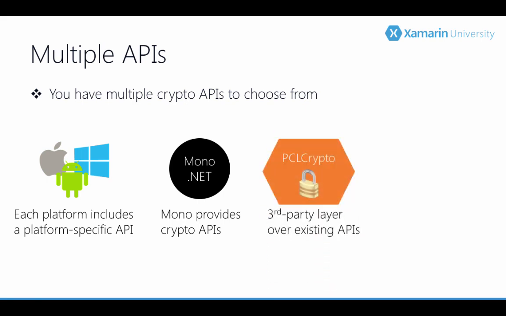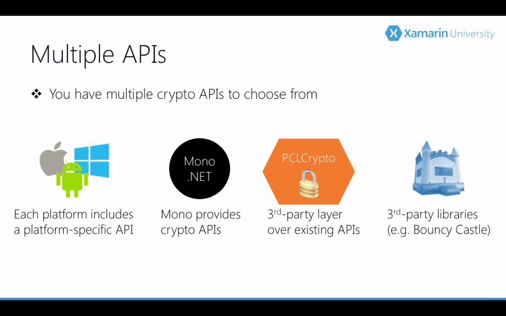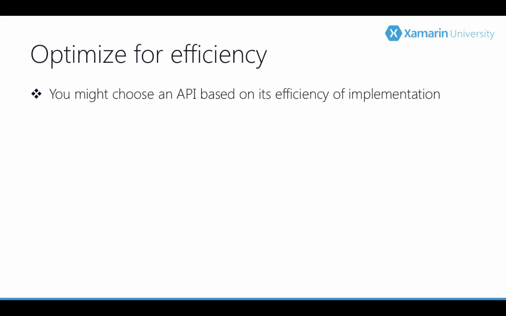There are, of course, third-party options. So third parties have added a uniform layer over some of those platform-specific and mono APIs, and these generally do not implement any cryptography on their own, but they let you access existing libraries in a cross-platform uniform way. And we're going to look at one of these called Pcl Crypto in our next section. But also keep in mind there are third-party libraries that do include their own crypto code, and you'll need to decide which approach to take in your applications. And each have benefits, and we'll look at a few points next that can help you choose.